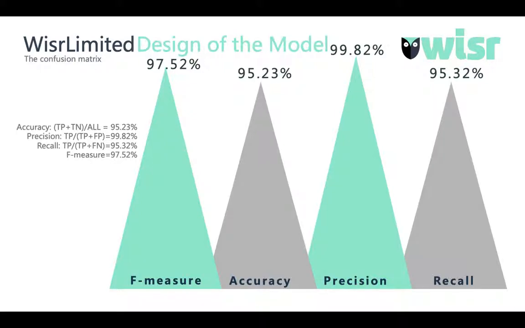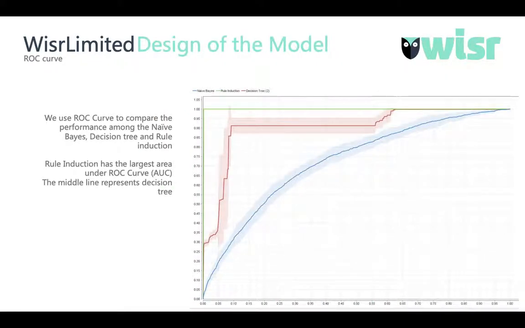After that, we used the ROC curve to compare the performance among the naive Bayes, decision tree, and the rule induction. From the chart, it shows that the rule induction has the largest area under the ROC curve, which has the best performance. The second is decision tree.